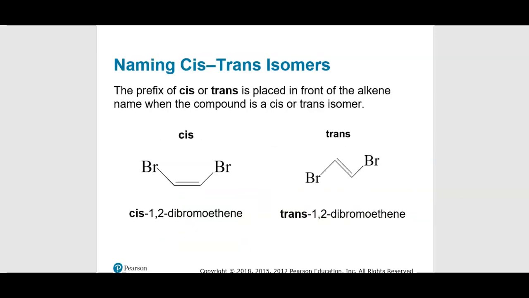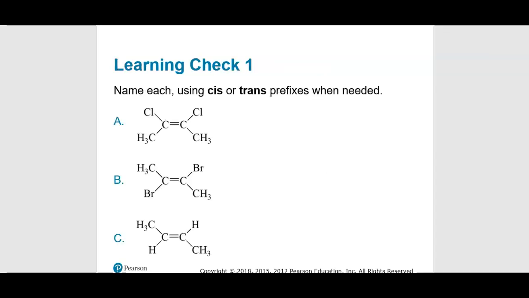Naming these things is really simple. You add a prefix of cis or trans in front of the alkene name when the compound is a cis or trans isomer. So you have 1,2-dibromoethene. The cis version is cis-1,2-dibromoethene. The trans version is trans-1,2-dibromoethene. It's as simple as that. We're going to do some examples here. Name each using cis or trans prefixes when needed.